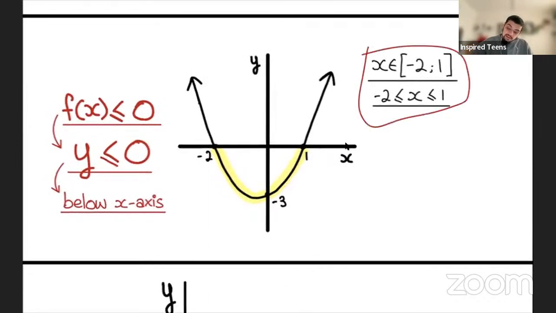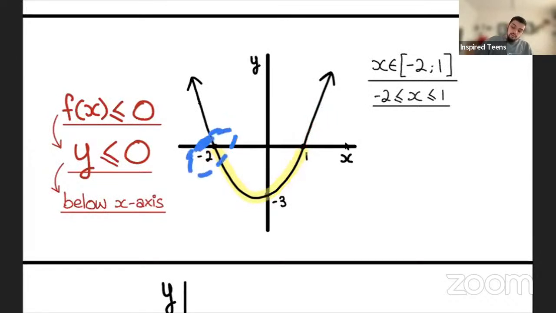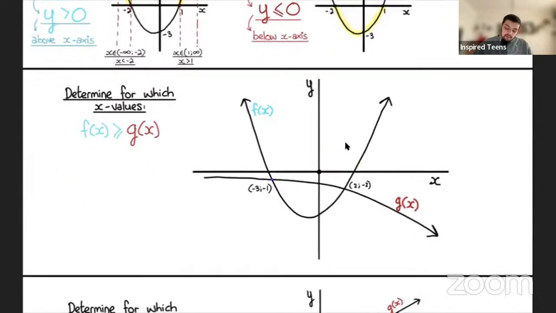So yes, this is the answer for this. Just to reiterate one more time, f of x less than or equal to 0 means that y is less than or equal to 0, which means it's below the x-axis. So we do the easy part of highlighting the part of the graph that they're describing below the x-axis, and then we do the hard part of expressing it. It's not too hard, but it can get tricky or confusing at times, expressing in terms of x values. So these are the x values. The start value is -2, the end value is 1, and we express those there. Let's have a look at these quickly.